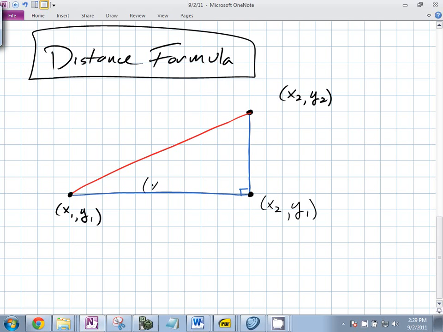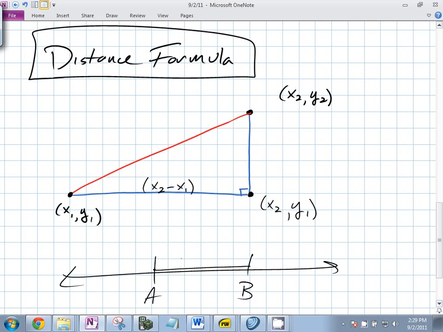x2 minus x1. Because how far over is it to the right? It's x2 over to the right. How far is it over to the right here? x1. If I have a number line, and I'm at B here, and I'm at A right here, what's the distance between the two? B minus A. If I'm at 6 and 4, what's the distance between the two? 6 minus 4. It's 2, right? So if I'm at x2 and x1, what's the distance between the two?